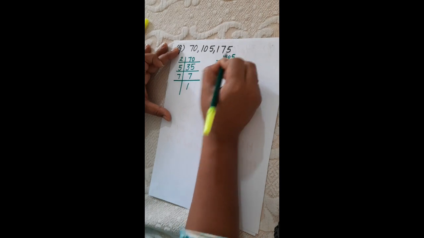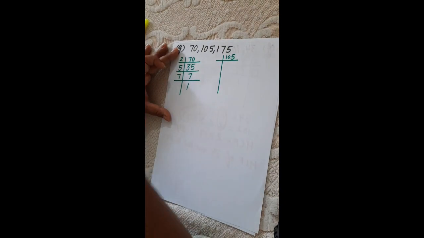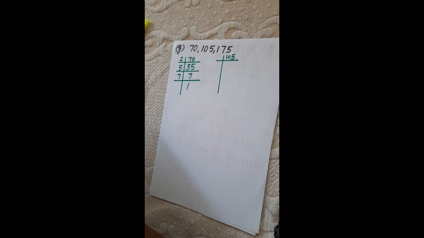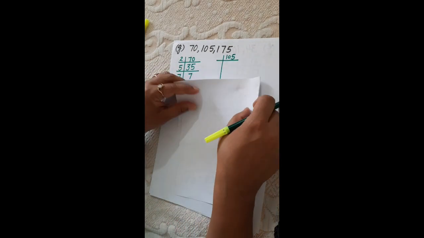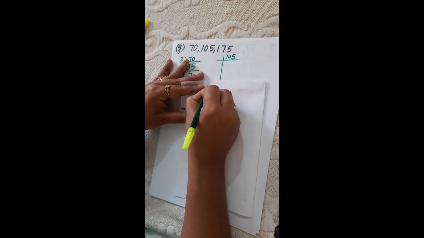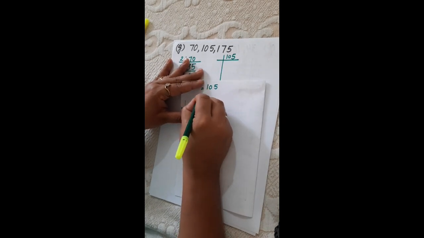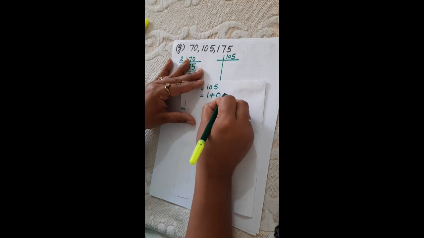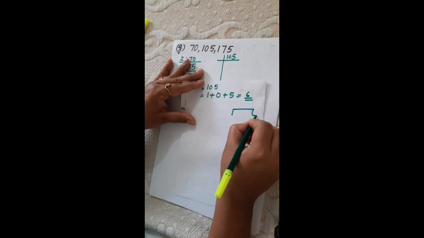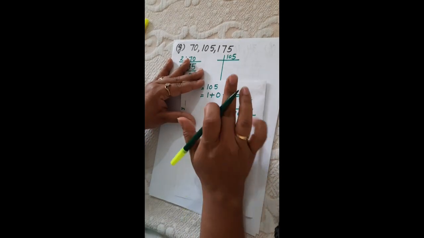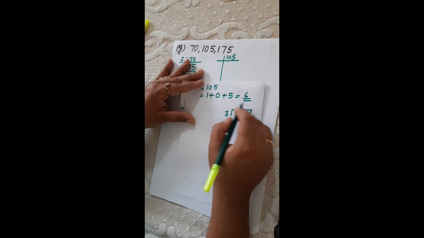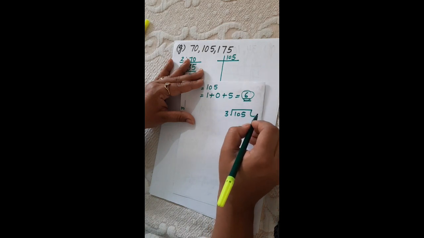Again, solve the prime factorization of 105. The digit at the ones place is 5, so it is not divisible by 2. Then you have to check whether this is divisible by 3 or not. For this, add all the digits. After adding all the digits, I will get 6. So it is clear that 105 is divisible by 3 because of the divisibility rule of 3. When you add all the digits, if you get a number which is a multiple of 3, then the whole number is divisible by 3.